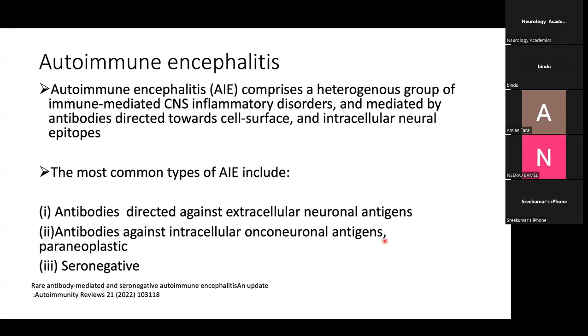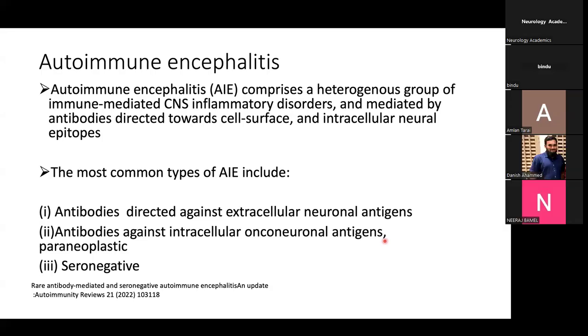So the types of autoimmune encephalitis fall into three categories. One is antibody directed against extracellular neural antigen, another is antibody against intracellular onconeural antigen, that is the paraneoplastic type, and the third is seronegative, where the antibody is negative.